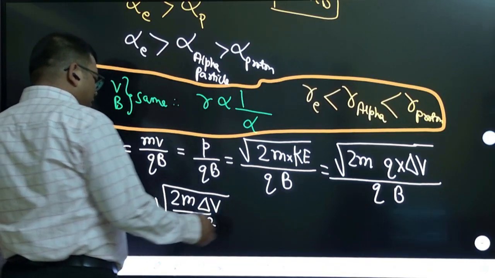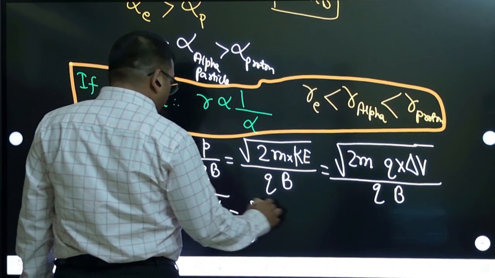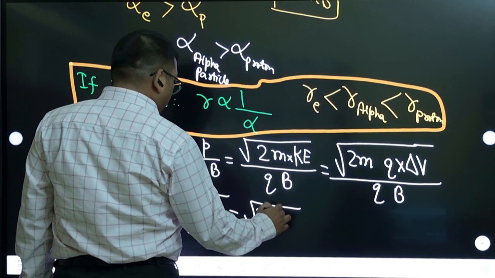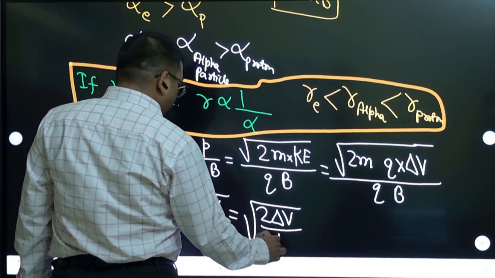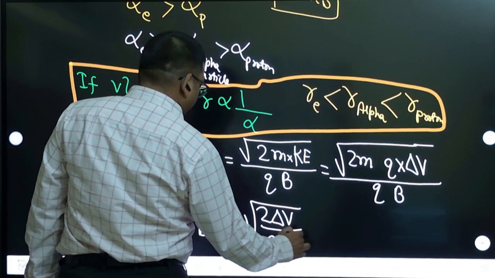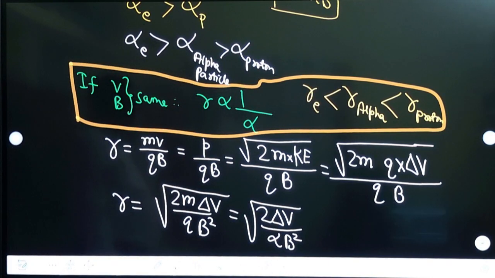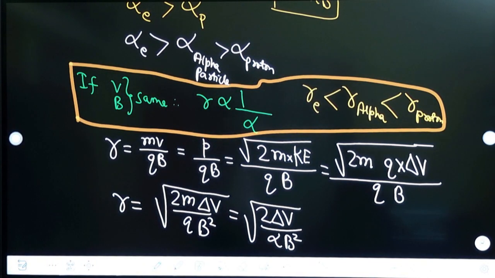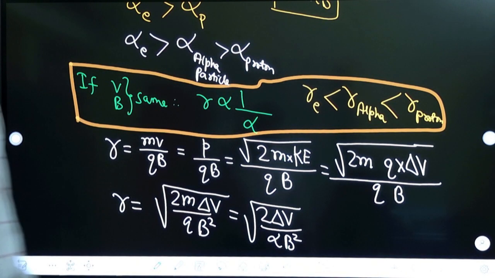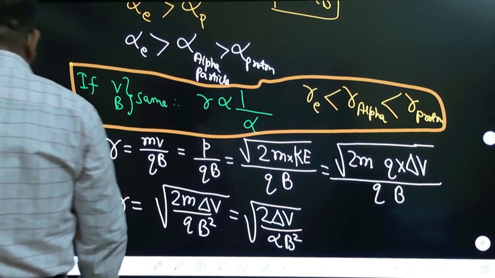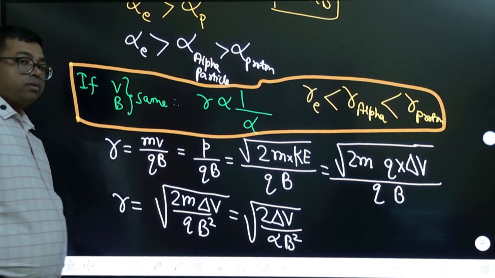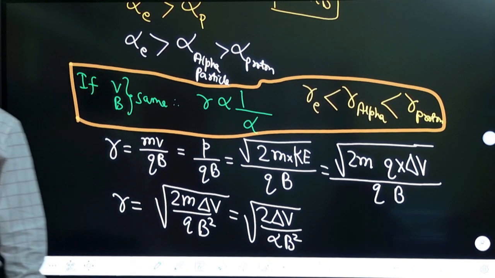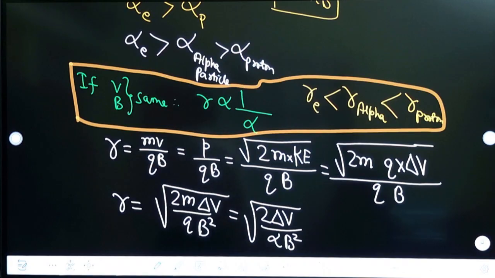If you want to write in terms of alpha, so root under 2 delta V, charge to mass is alpha, so alpha B square. Like this also we can write. Sometimes they say that the charged particle is accelerated, so we also have to consider the voltage difference. Clear? Any doubts? Okay, so these are some of the important formulas of radius.